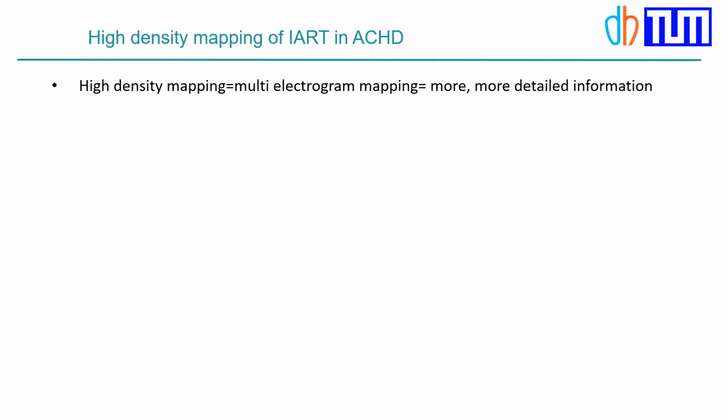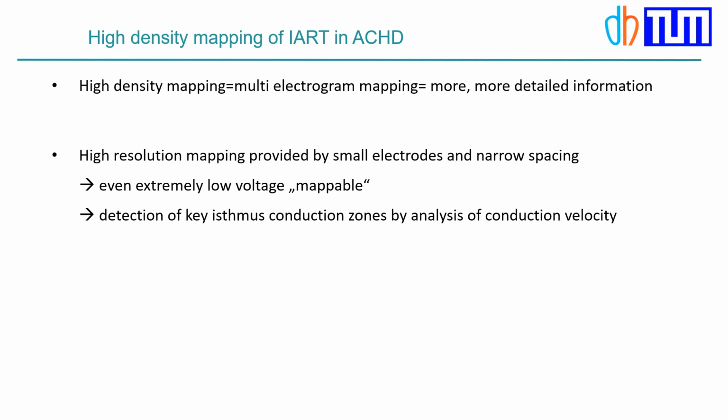So in conclusion, high density mapping means that we have a multi-electrogram mapping. We have more, and which is even more important, more detailed information about this whole atria. The high resolution mapping is provided by these small electrodes and the narrow spacing. You can map even extremely low voltage. And this is probably the most important point, you can detect extremely slow conducting isthmuses with conduction velocities that are way below any kind of normal conduction velocity that you can observe in the rest of the atria.